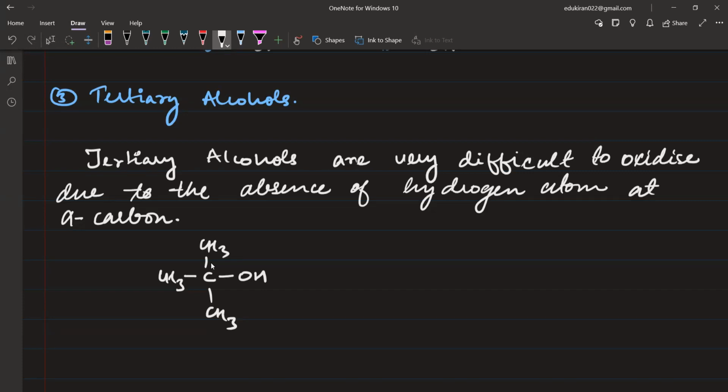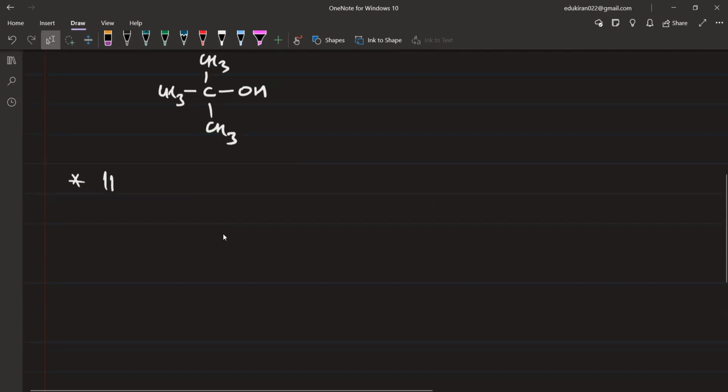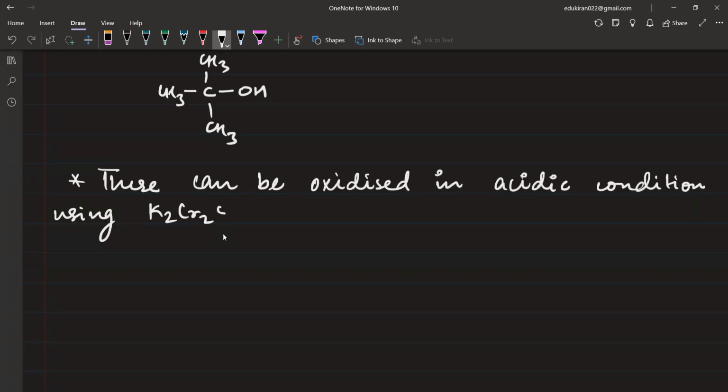Now, since this is difficult to oxidize, that means we have to do oxidation of tertiary alcohols in some drastic condition. That means at high temperature. Please write, these can be oxidized in acidic condition using K2Cr2O7 or KMnO4. Look, K2Cr2O7 or Na2Cr2O7, both of them work in a similar way. Instead of K2 you can have Na2 also at elevated temperature.